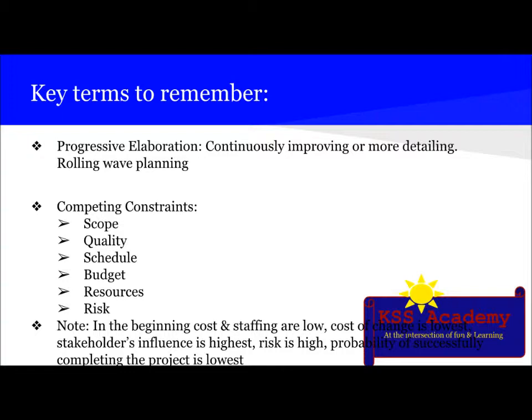Some competing constraints which must be balanced are scope, quality, schedule, budget, resources, and risk. In the beginning, there is a point to note: cost and staffing are always low, cost of change is lowest, stakeholder influence is highest, risk is high, and the probability of successfully completing the project is lowest.